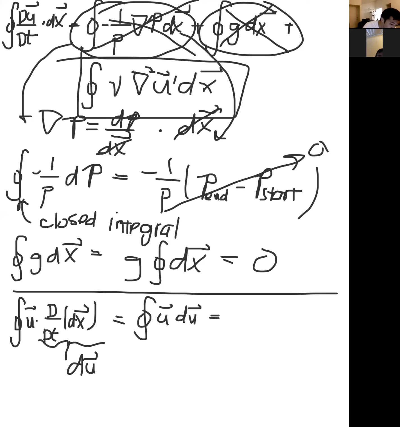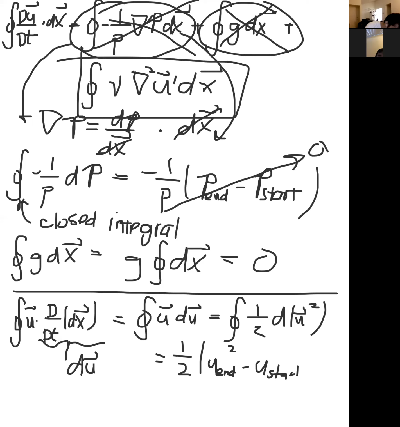By taking the reverse chain rule here, this is going to be equal to 1/2 d(u squared). And by doing the same thing that we did for the pressure, it's going to be equal to 1/2 times u end squared minus u start squared. Since we're starting and ending at the same place, u end squared and u start squared are the same, so by taking their difference we also get 0. Any questions on how we evaluated these integrals?